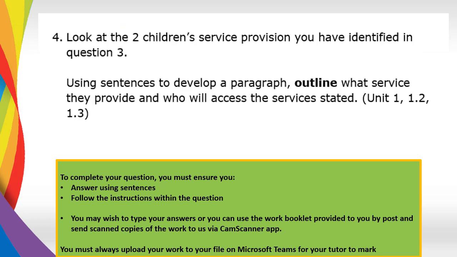Then on to question 4, you need to look at the 2 children's service provisions that you identified in question 3. So if you've not finished question 3, please go back to that first. Then using sentences to develop a paragraph, outline what service they provide and who will access the services stated. Let's just say if you chose a preschool, you could say what service that preschool provides and who will access that service. So how old are the children that go there and what are they called in your local area? Okay, pause this video here whilst you complete that question.